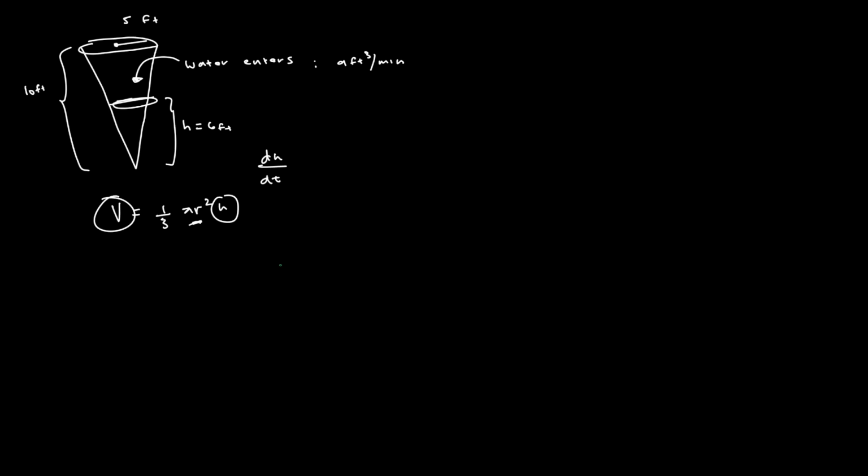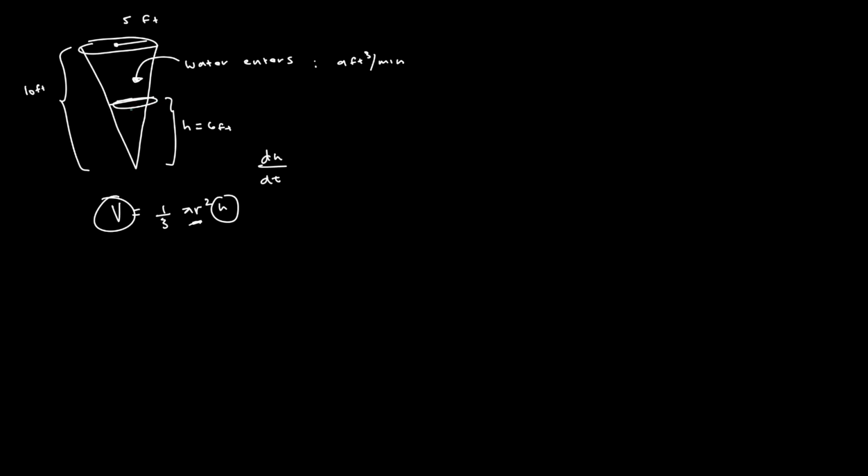We know that the radius is changing with respect to time, the height is changing with respect to time, and the volume is also changing with respect to time, right? So how do we go about solving this problem given so many unknowns?